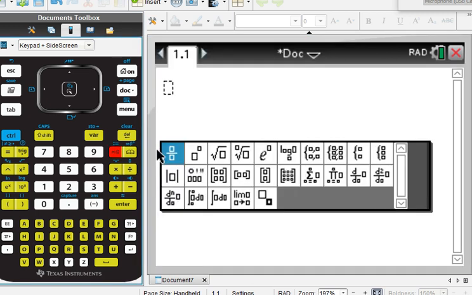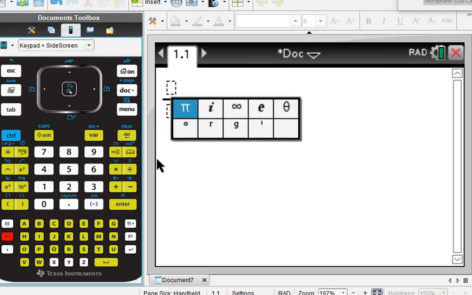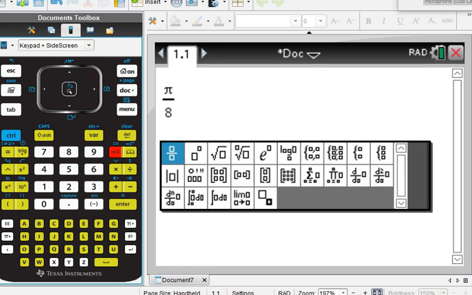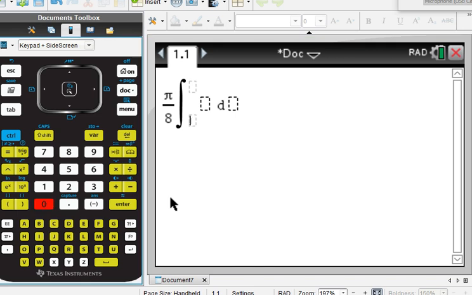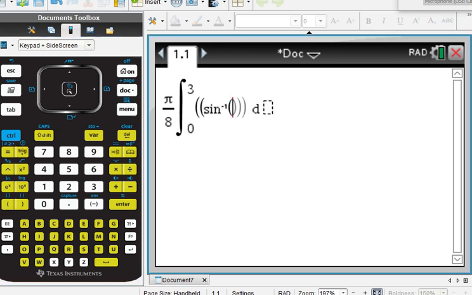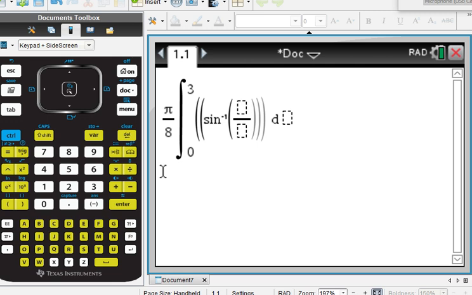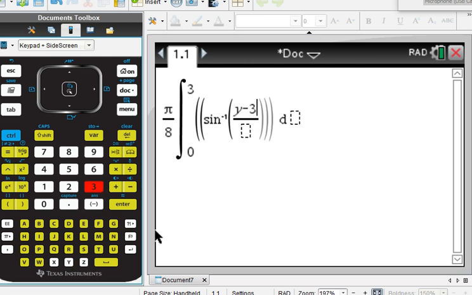So we could just put the fraction of pi over 8 out in front. And then our integral from 0 to 3. And then open parentheses since that whole thing is going to get squared. Then another open parentheses where we have arc sines on the trig function. And then you can make it look like a fraction like this, so it's a little easier to type in. And if you want to use y, that's fine. So it'd be y minus 3 over negative 3. And there's the close parentheses on that. And there's the close parentheses on the arc sine, which gets cubed.